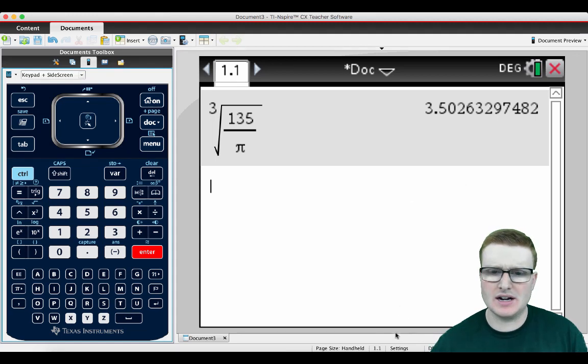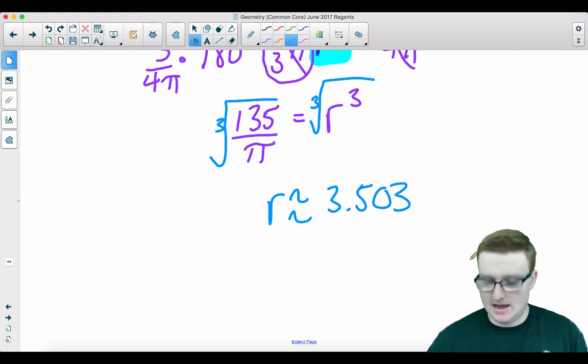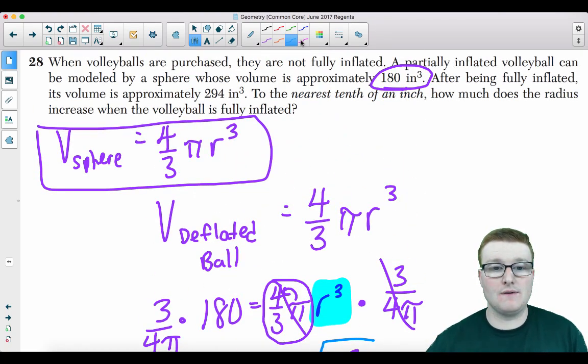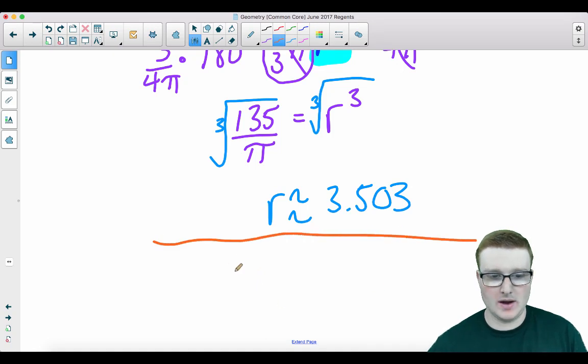I'm going to round that to one decimal place. Just because there's a 0 there, it doesn't really matter. Or if you want to make it 3.503, that's fine as well. Actually, let me do that. 3.503. Now I'm going to find the radius of the inflated volleyball. So let's go ahead and set up that equation.